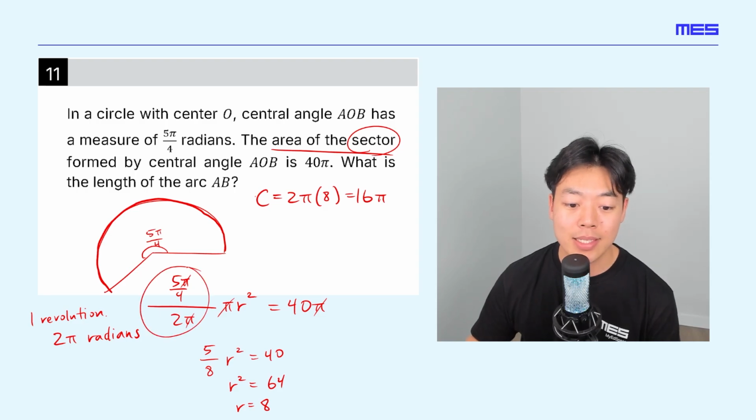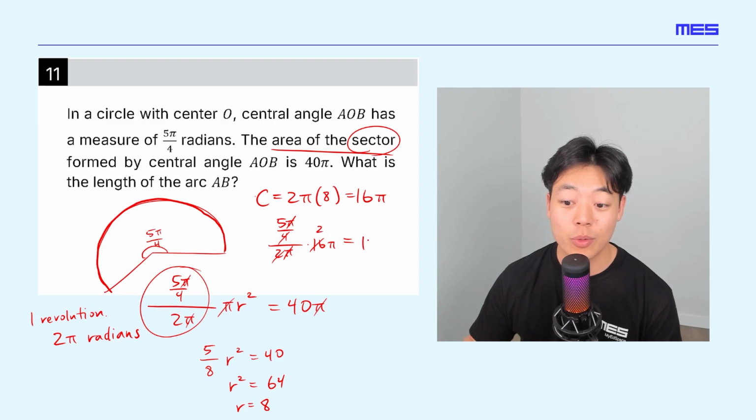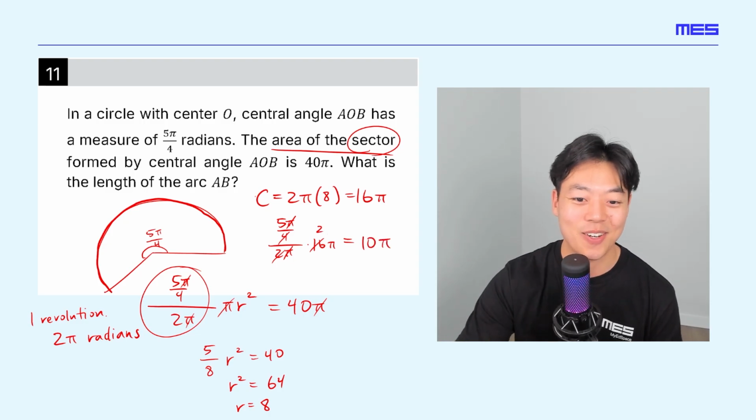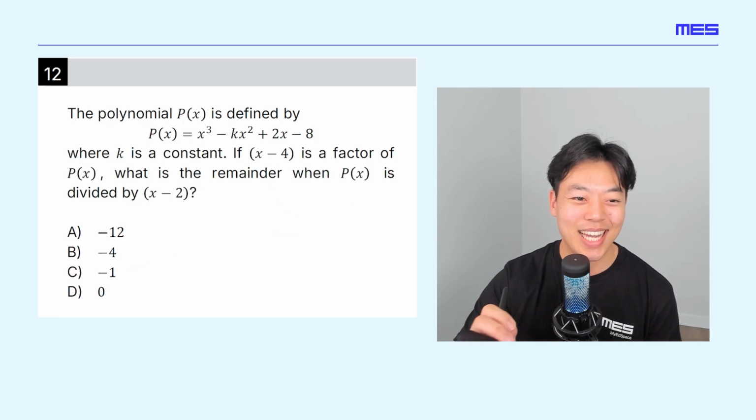And I'll be taking the same proportion. 5 pi over 4 of 2 pi times the 16 pi, and that's what my length of the arc AB will be. Again, pi's cancel. We have 5/8. That makes this a 2, so we have 10 pi as our final answer. Last one, let's get it.